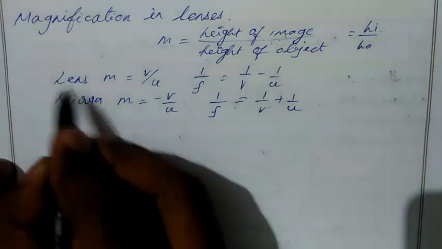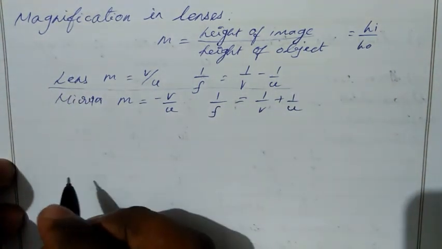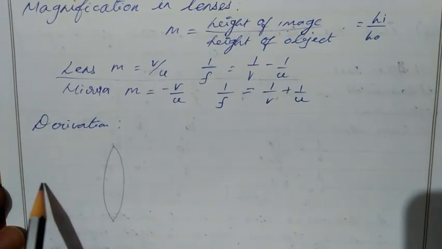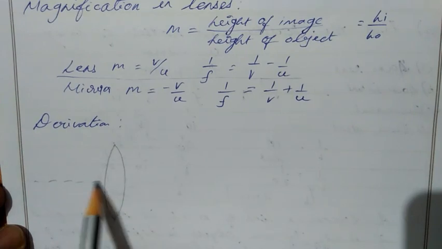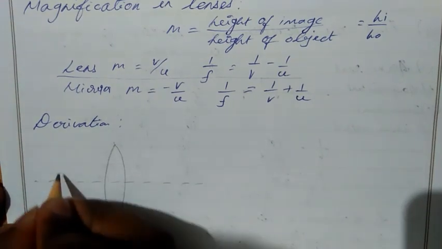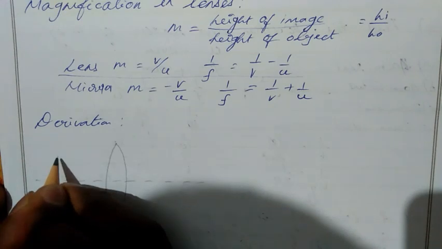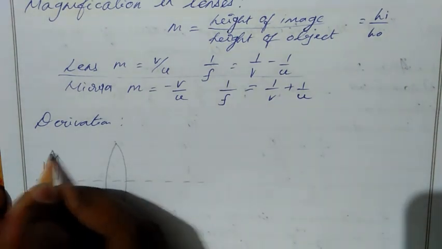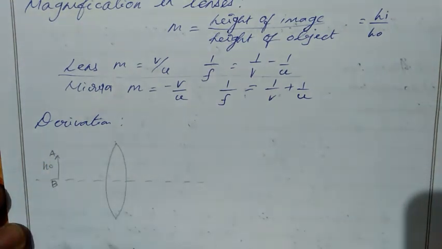So let's derive this equation for a lens, the derivation of magnification. We have a convex lens and draw a principal axis. Then we have our object here. The object has some height Ho. So Ho is the height of the object.